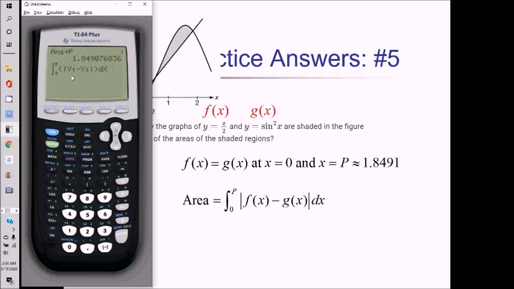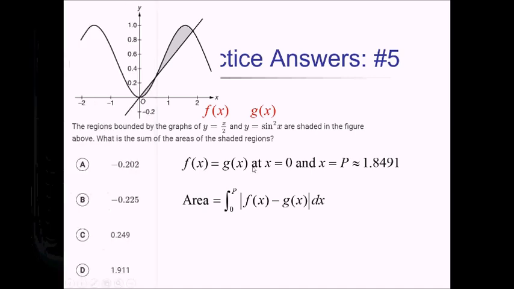And give it a little time to think. Usually has trouble with the absolute value. So we come up with 0.249 if we round that off to 3 decimals. And that gives us choice C.